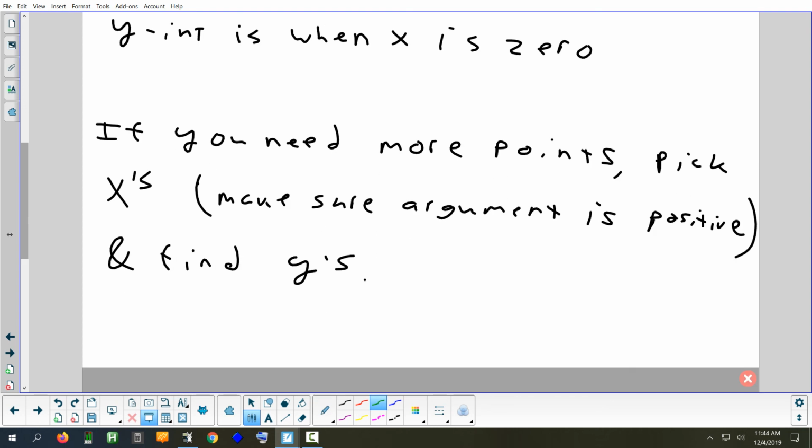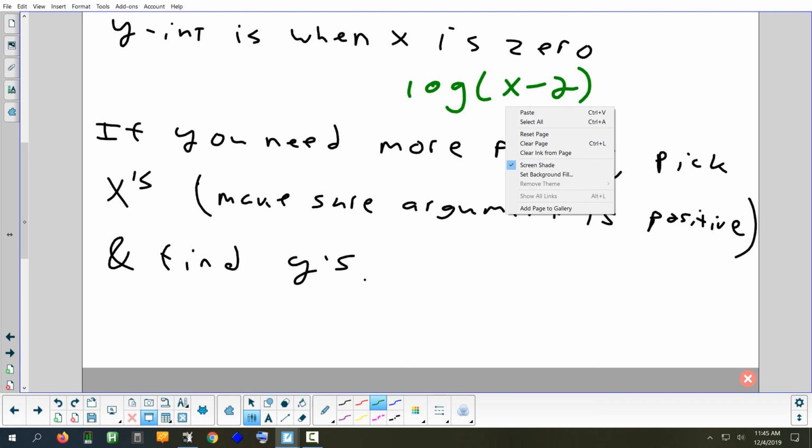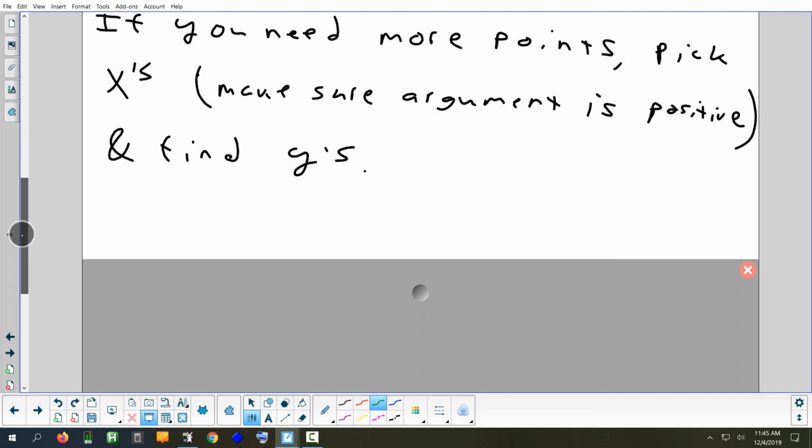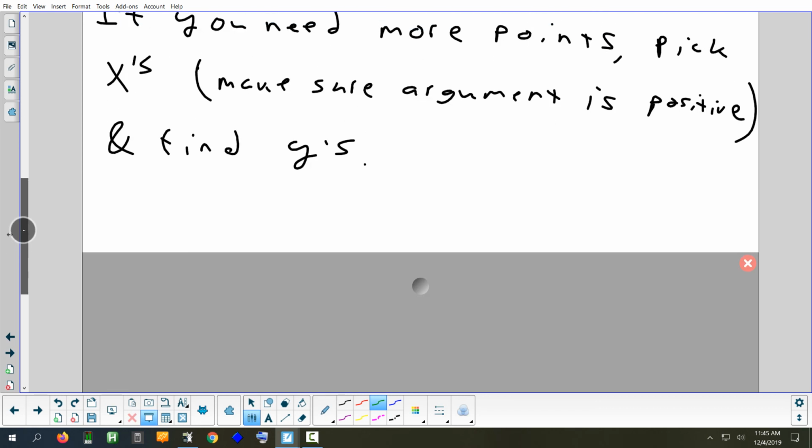Remember, though, you cannot take the log of a negative number, right? So like if you had a problem like this, don't plug in 1 for x. That's not going to work. If you plug in 1, you're going to end up with the log of a negative number. Pick numbers bigger than that. Pick numbers like 3, 4, 5. Okay? Got to make sure that the argument comes out positive.